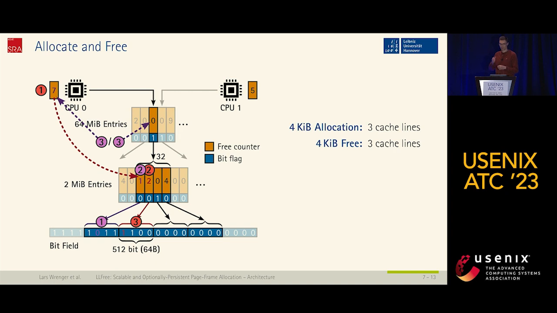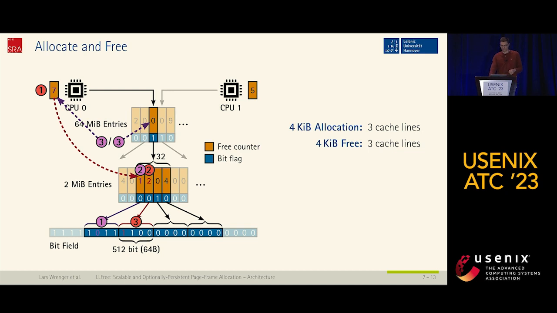And then as the third step, we either increment our CPU local counter if the current CPU has already reserved this entry. But if this entry is reserved by another CPU or it is not reserved at all, we fall back on the 64 MB entry counter instead. So again, here we access 3 cache lines.